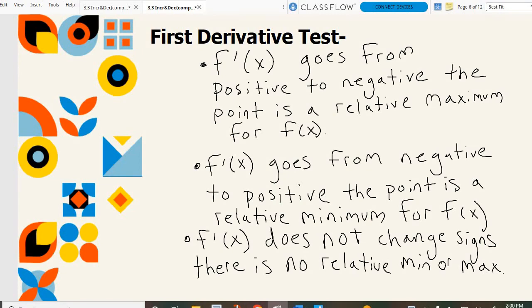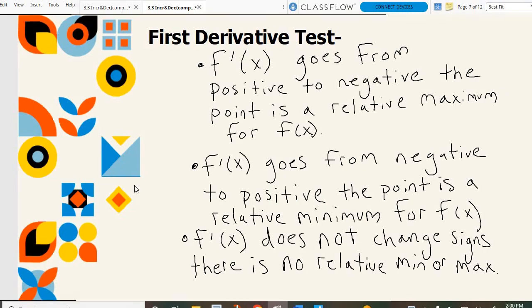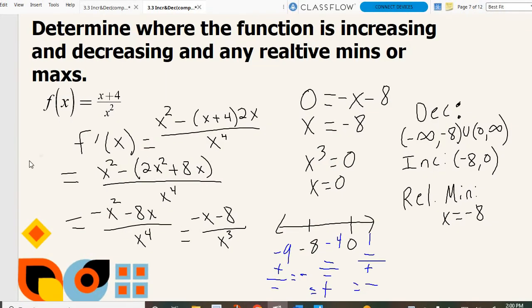Derivative test. Yes? Sure. Oh, look at that transition.